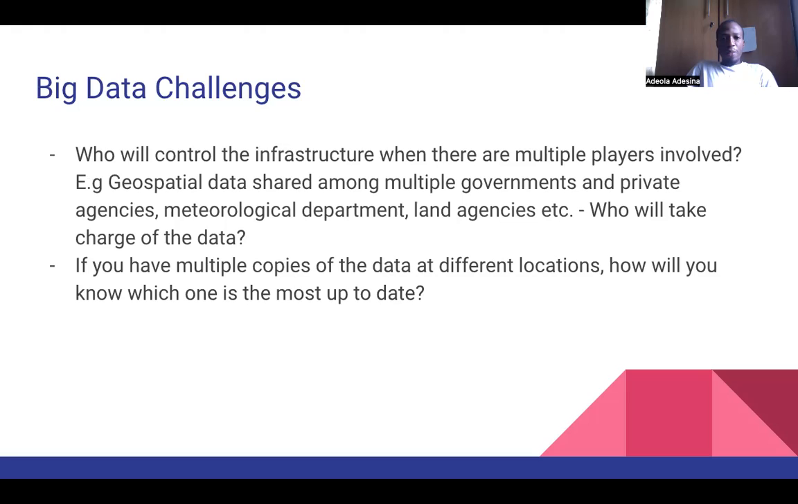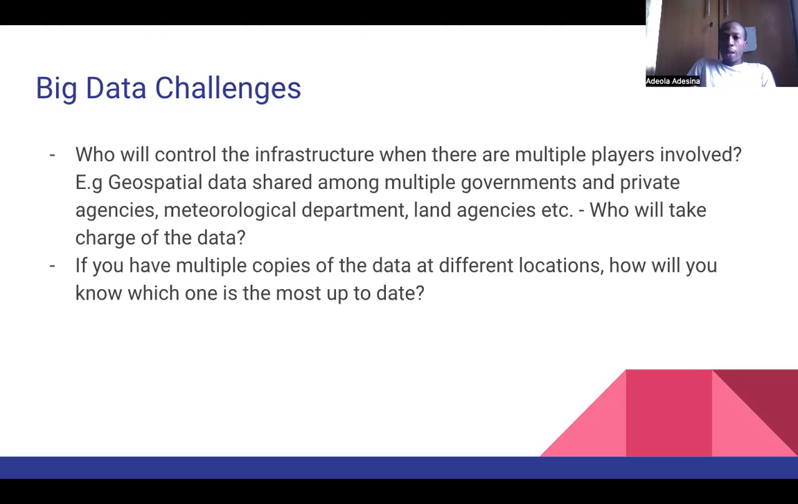Now, the first big data challenge is who will control the infrastructure when there are multiple players involved. So let's say I want to predict if a flood will happen in Mumbai, India, or in New York, America, right?